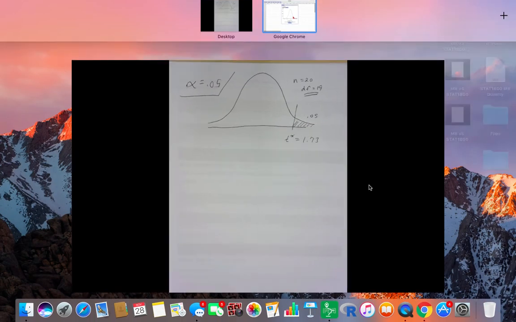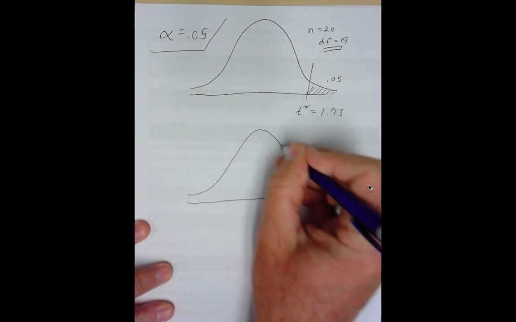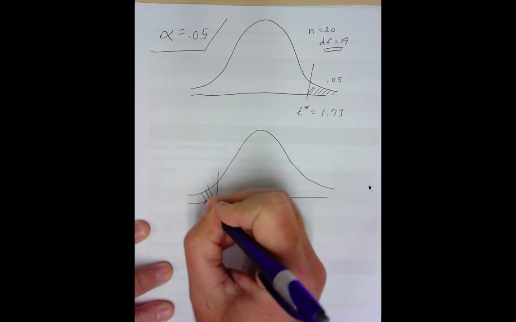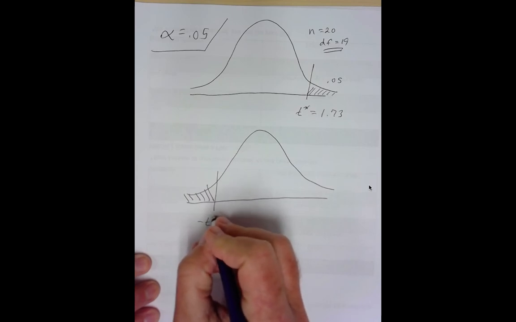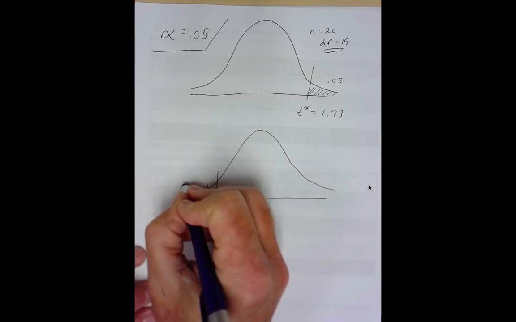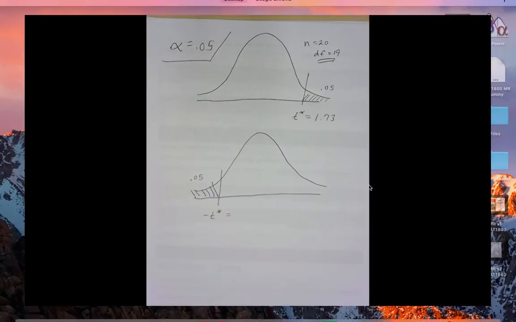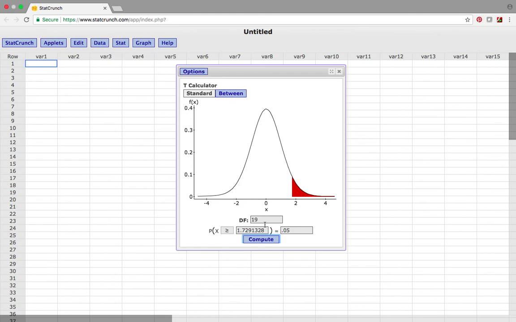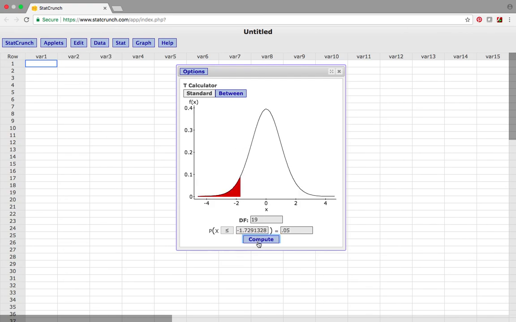All right. Now, for the other illustration that I had, really the same thing, except we had a less than test. We had a one-tail test, but it was less than. So I know I'm going to have a negative t critical, and I'm going to have 5% of the region to the left of it. So guys, same thing, same degrees of freedom, but this time I want to the left, and I want 0.05 below that value. So here I get negative 1.73.